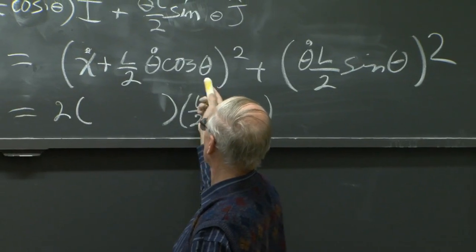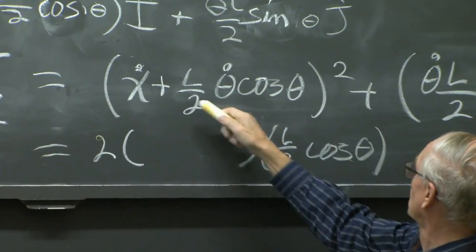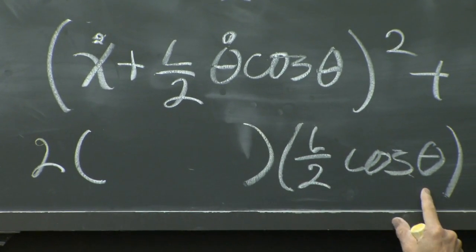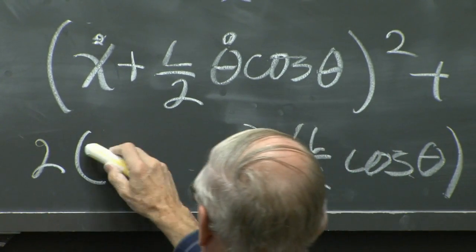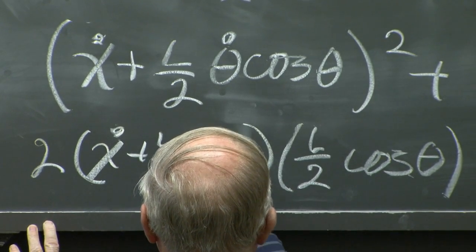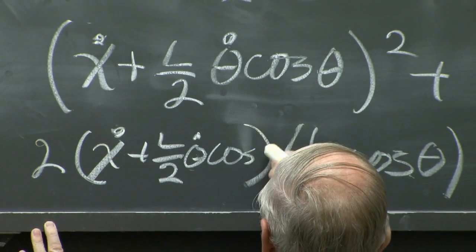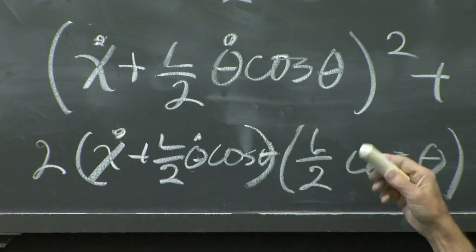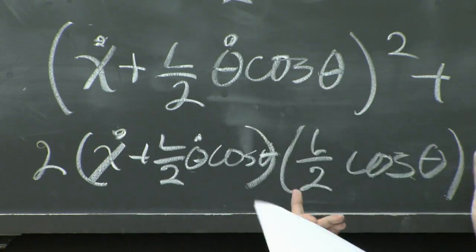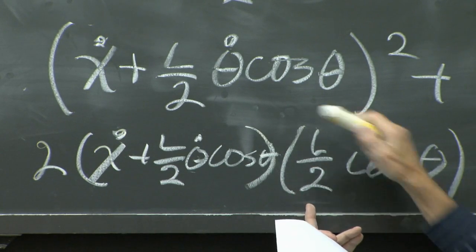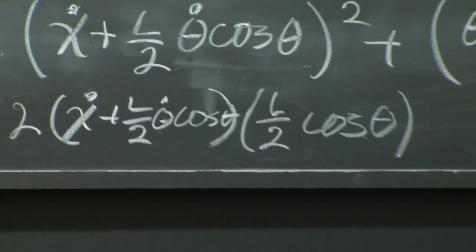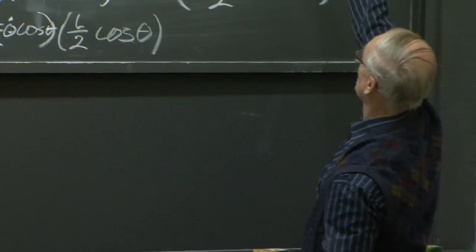2 times this times the derivative of the inside, which is, well, the derivative of the inside with respect to theta dot should be L over 2 cosine theta. So you get an x dot plus L over 2 theta dot cosine theta, 2 times that times the derivative of the inside with respect to theta dot. This is the only term that contributes, is that. And then we've already done the derivative of this with respect to theta dot.